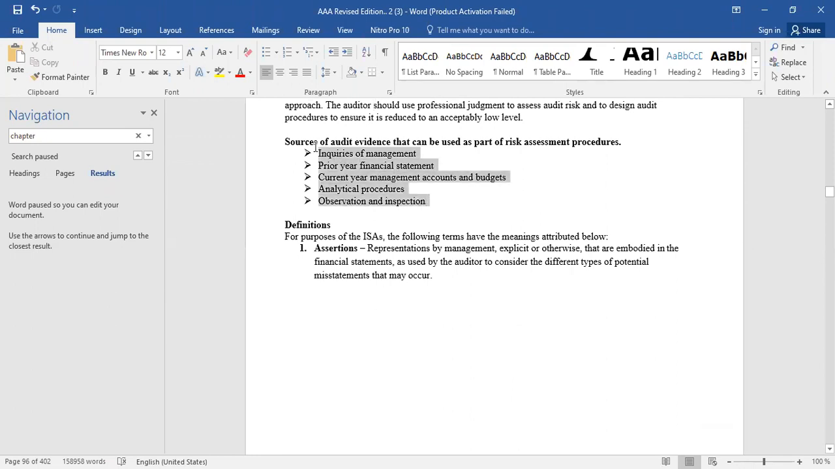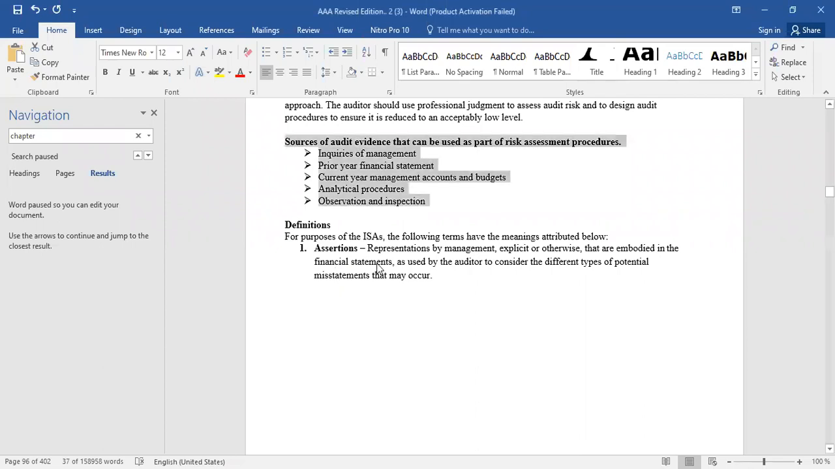Let me show you some of the sources of evidence to make your work easier. Those are how you can gather evidence during risk assessment. You can inquire from management. You can check the previous year's financial statements, like the way I've explained, both financials and management letter, current year management accounts and budgets, analytical procedures, observation and inspection.